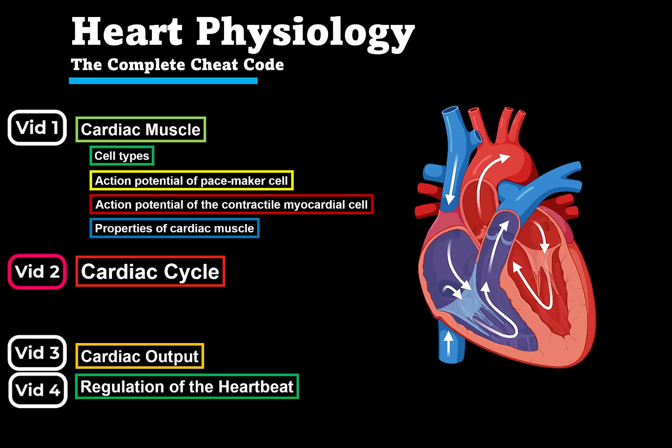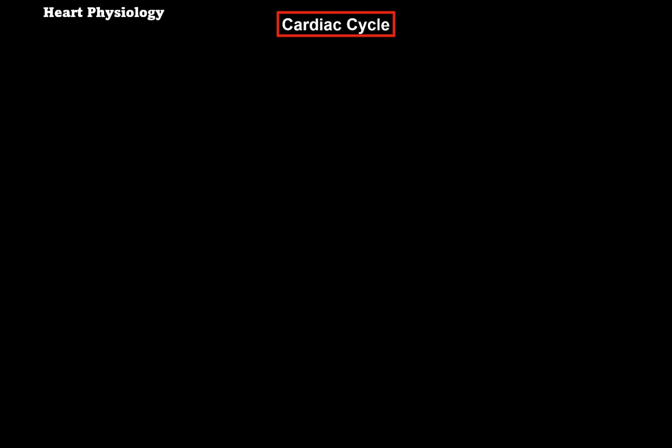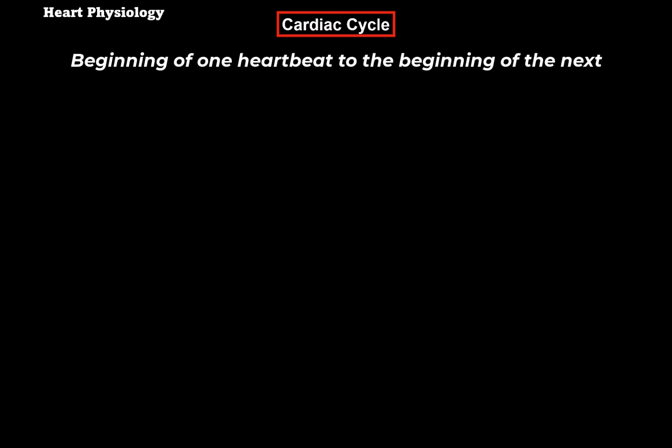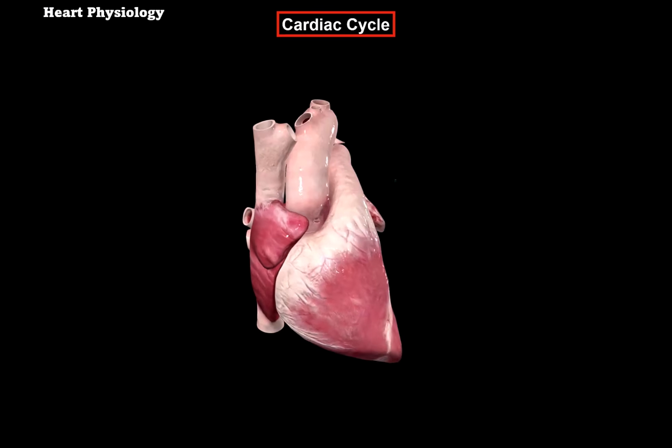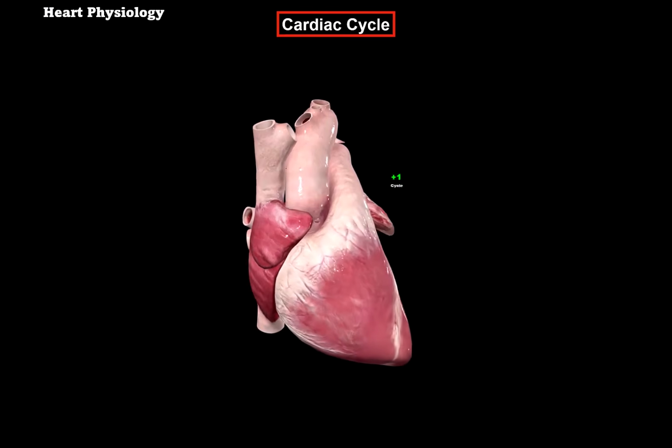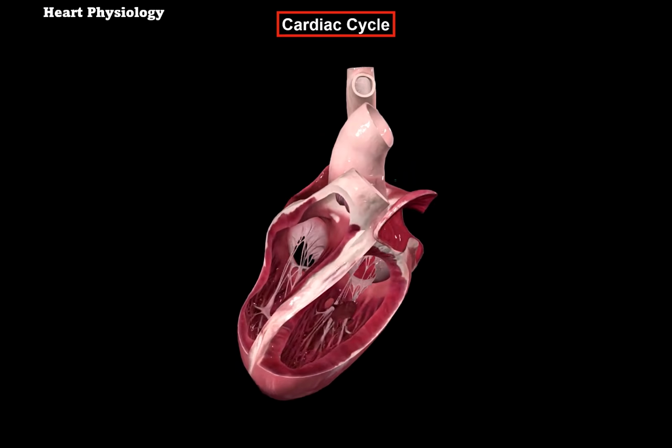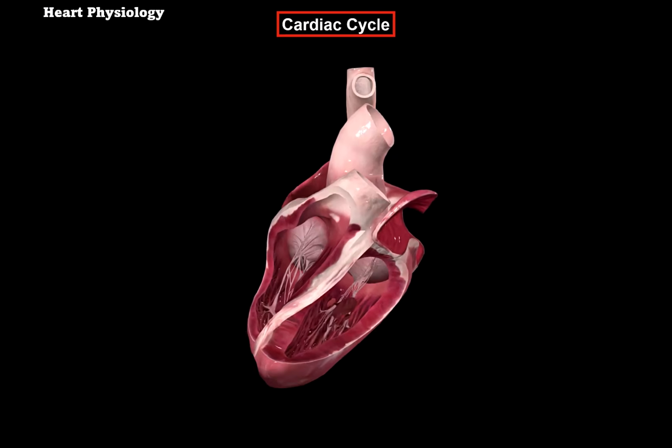Alright, awesome. Now, the cardiac cycle is basically just the beginning of one heartbeat to the beginning of the next, and it includes all the mechanical events happening within one heartbeat. So if you look here, this is the heart, and here it's pumping continuously, showing you one cardiac cycle after the other. And if you remove the walls as it's pumping, you will see that there are specific events happening.